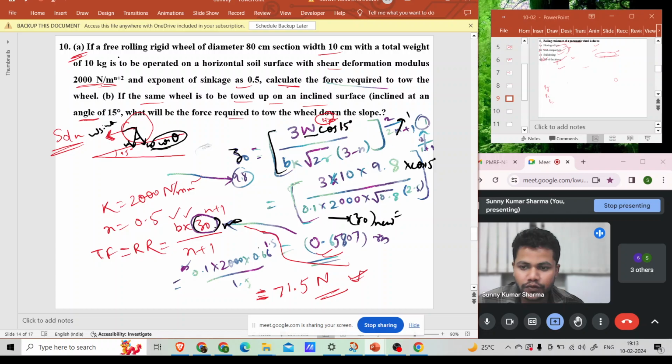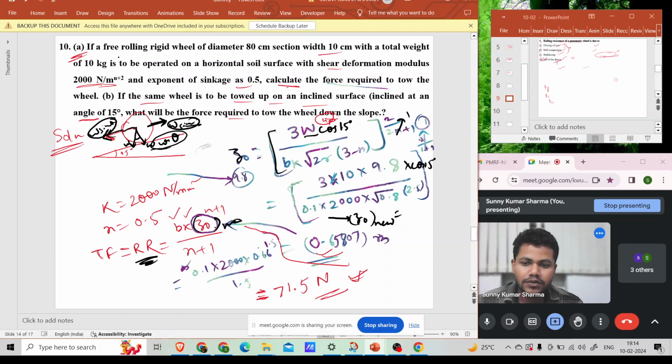This Z0 new you have to put in this equation. You will get the total force. That is not the total force actually. You have to subtract it with W sine theta, because that is already there. W sine theta is already moving the wheel downward. If it is moving upward, then this total force you have to add with W sine theta. You will get the force required to move the wheel upward. For the upward condition, you have to add W sine theta with this rolling resistance that you are getting with W cos theta. And in case of moving down the slope, you have to subtract it with W sine theta.